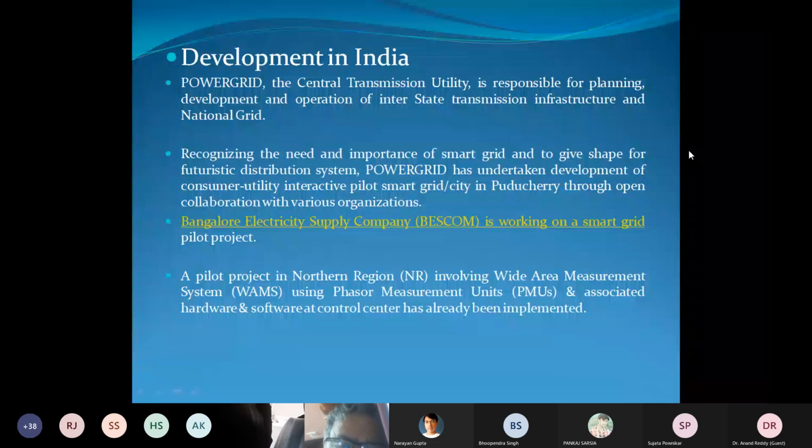Bangalore Electricity Supply Company is working on a smart grid pilot project. There is one experimental transmission line, 1 kilometer long, built by CPRI. You can go there and do your experiment, do your PhD. A pilot project in the northern region involves a wide area measurement system, WAMS, which is very important. Professor Srivastava, my student in IIT Kanpur, has done a lot of work on WAMS using PMU.